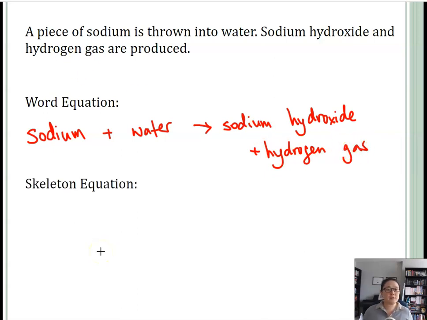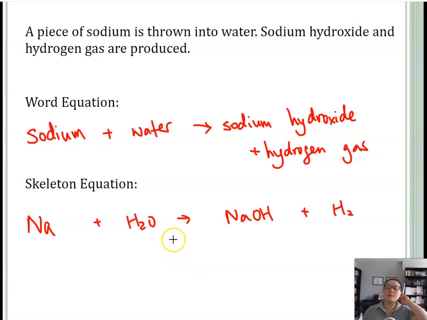And for the skeleton equation, you're basically going to write out the formulas for each of those chemicals with the plus signs and arrows as needed. So for sodium, that's going to be Na, water is H2O, sodium hydroxide is NaOH, and then your hydrogen gas.